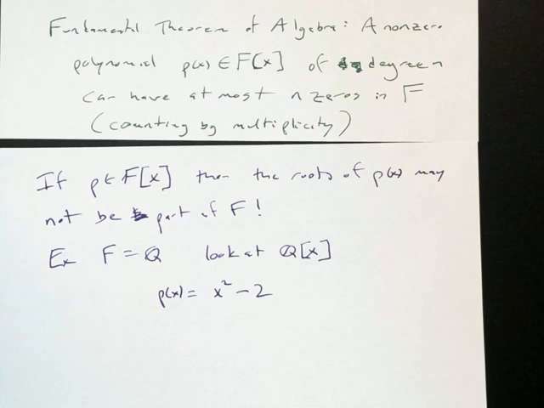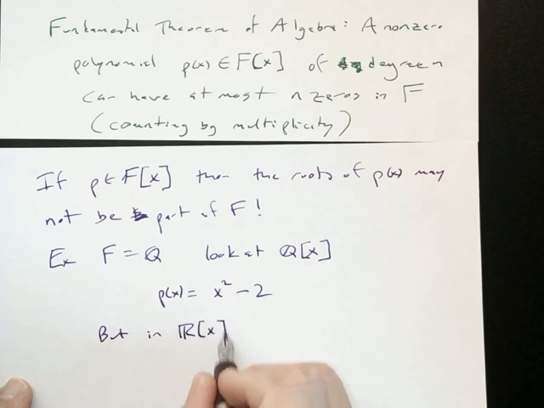On the other hand, I can think of those coefficients not just as rational numbers, I can think of them as real numbers. And in the real numbers, the square root of 2 is part of the field, isn't it?